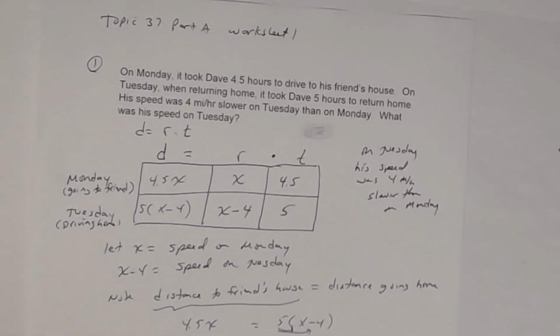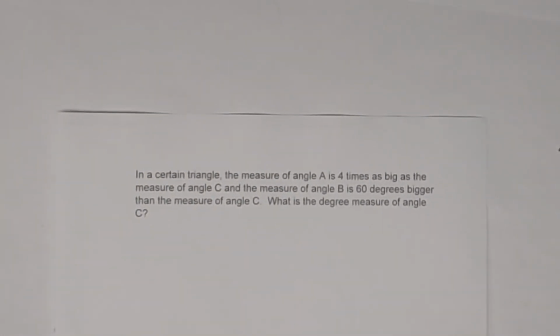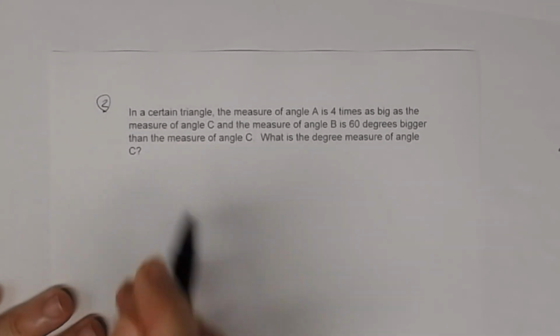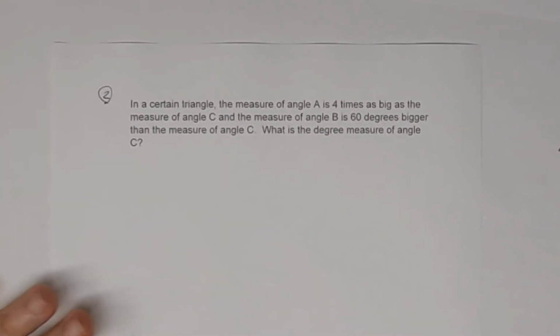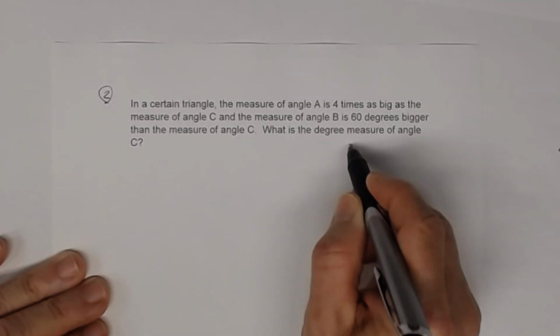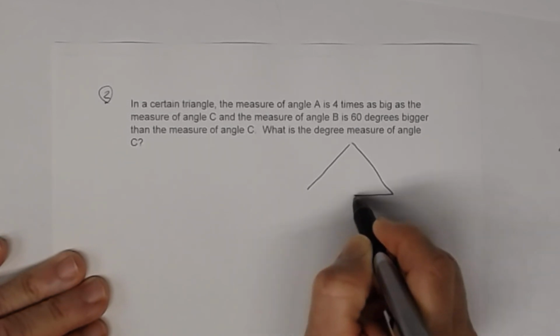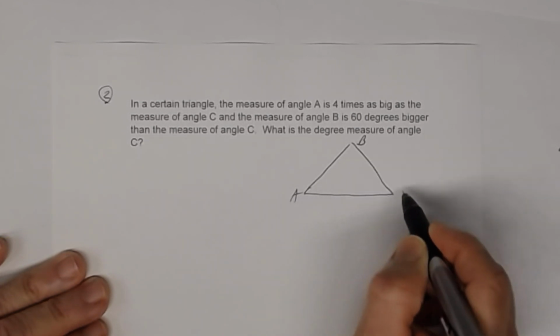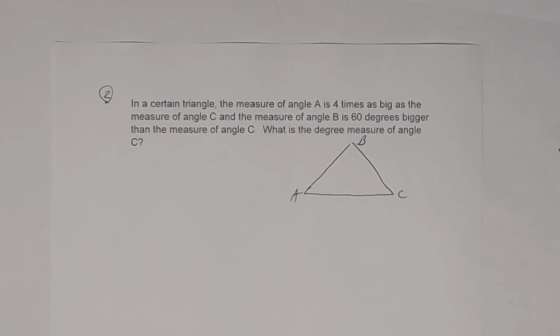So in number 2, you're told that in a certain triangle, the measure of angle A is 4 times as big as the measure of angle C. And the measure of angle B is 60 degrees bigger than the measure of angle C. And then what is the degree measure of angle C? Sometimes it helps if you draw a diagram. And so we have a particular triangle here. So let's just draw the diagram to help us with this. And let's call this A, B, C. So the vertices are A, B, C.